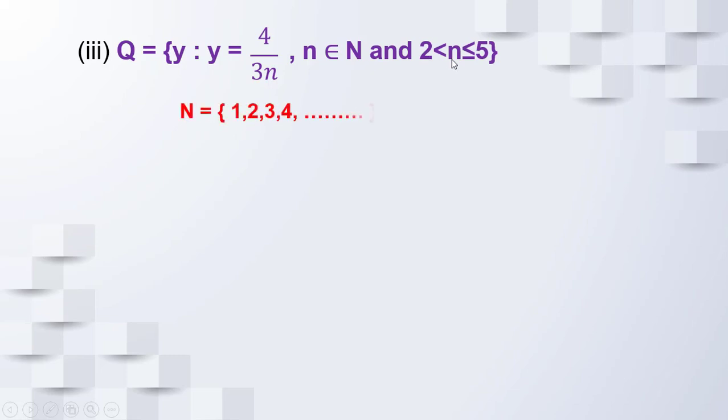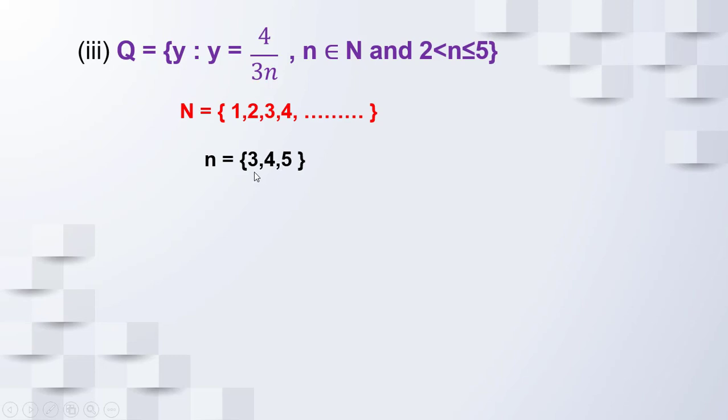Our third problem is Q equal to set containing y elements such that y equal to 4 by 3n and n belongs to natural number and n is greater than 2 and less than or equal to 5. So, our n belongs to natural numbers. Natural number starts from 1. Now, we have to define what is n. Here it is n is greater than 2 and less than or equal to 5. Therefore, the n value will be 3, 4 and 5.